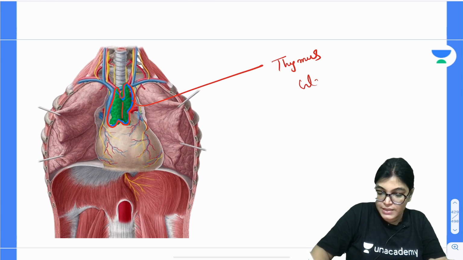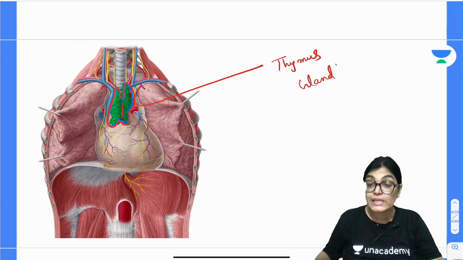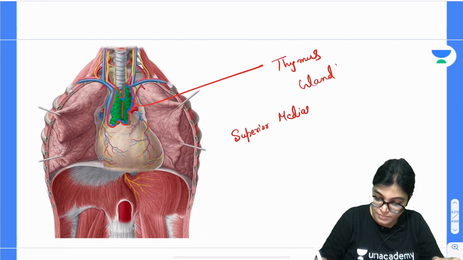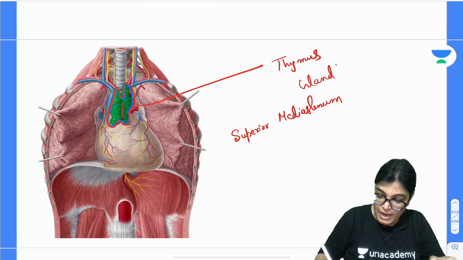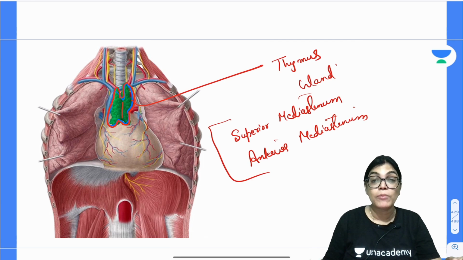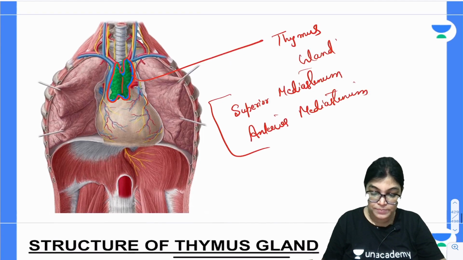So the thymus gland is a bilobed structure which is residing where? It is residing in the superior mediastinum and also the anterior mediastinum. The lower part is lying in the anterior mediastinum, and the upper part of the thymus gland is lying in the superior mediastinum. This is all about the location of the thymus gland, a bilobed structure with dual origin.